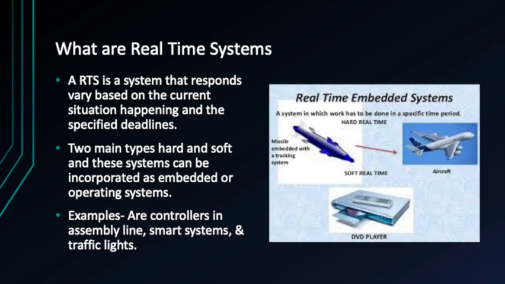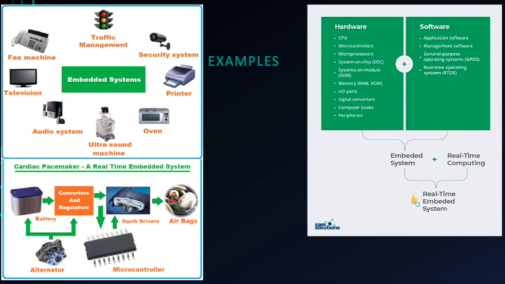Some other examples would be a missile embedded with a tracking system. The tracking system would be the real-time embedded system in this case. Some more examples we have would be your fax machines, your security systems, your household items, medical equipment, traffic management. A more in-depth example would be a cardiac pacemaker in the car.